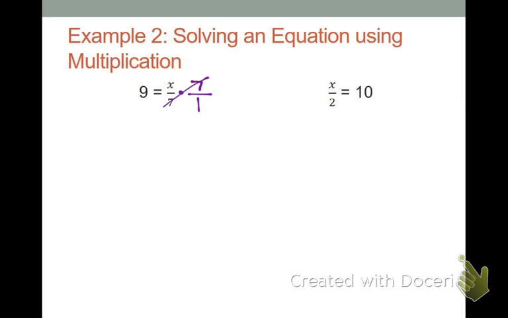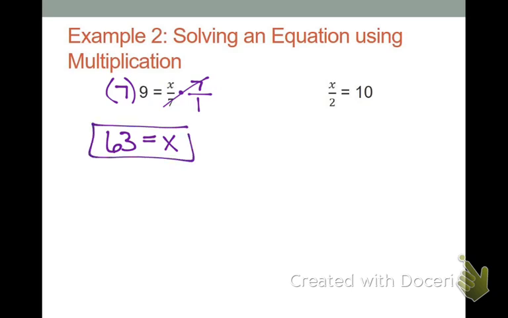Now, it doesn't cancel out to 0. It simply reduces down to 1, but I know that 1x is the same thing as just x, right? Okay, so I don't even have to write the 1. Now I multiply 7 times 9 over here, and what's 7 times 9? 63.